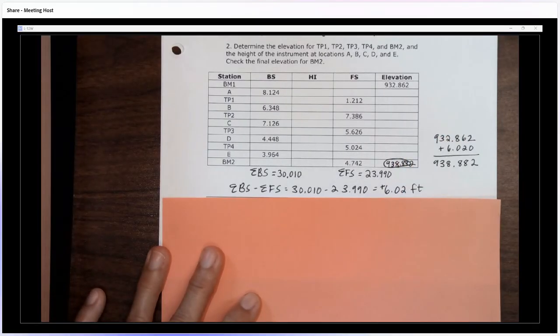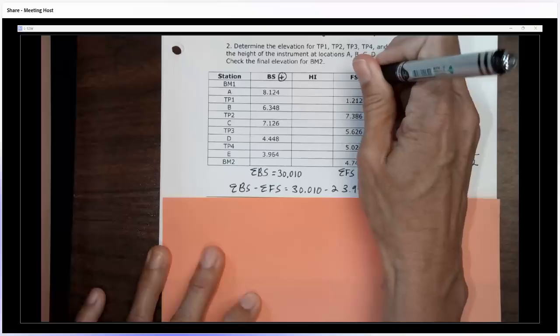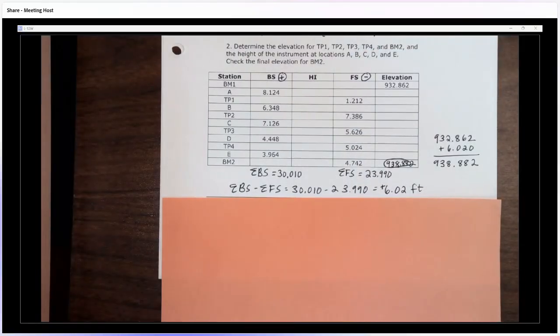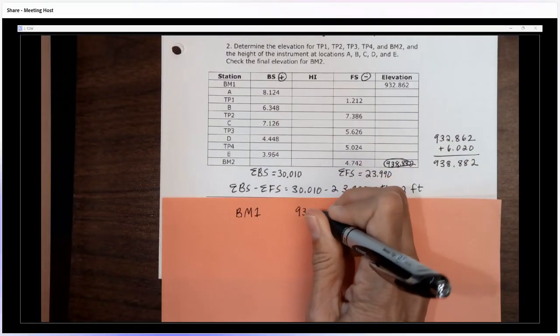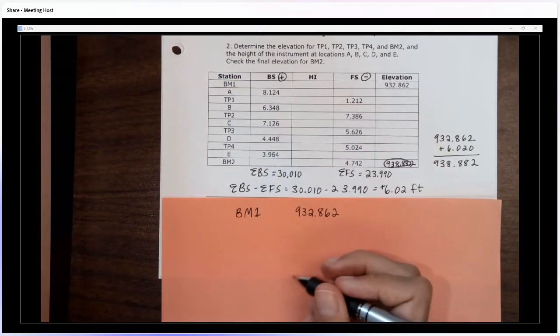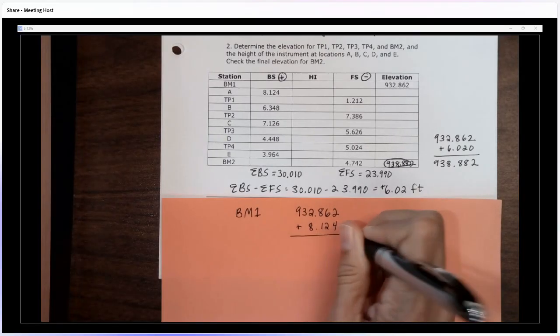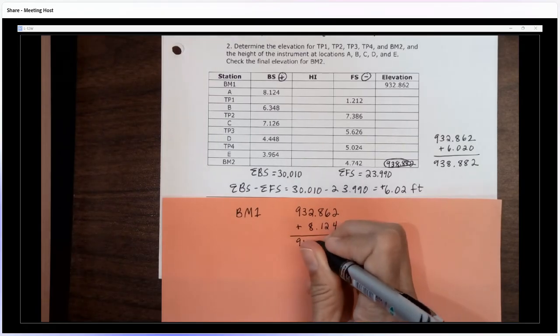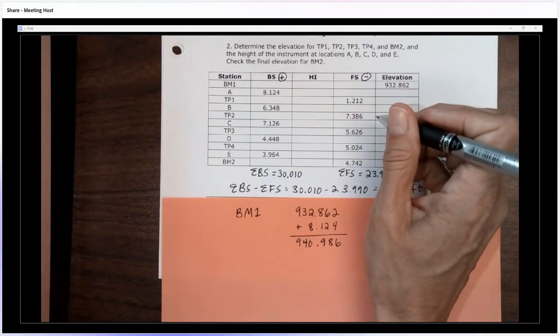And so now I know my final elevation for benchmark 2, and I'm going to use my vertical calculation approach here on this piece of paper, going up for every back sight and down for every foresight to see if I can get to that elevation at the end. So I'm going to start here at benchmark 1 with a given elevation of 932.862. And I'll add my first back sight to that. So I'm going to add the 8.124, and that gets me to 940.986. And again, making sure I'm writing this in the correct box.